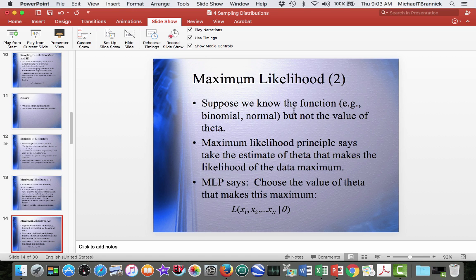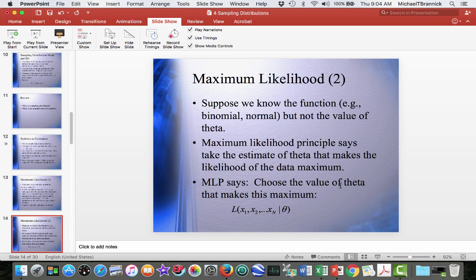The principle of maximum likelihood is about finding the best guess for our parameter, and that parameter is theta. So that's what we're trying to do. The maximum likelihood principle says take the estimate of theta that makes the likelihood of the data maximum. MLP, maximum likelihood principle, says choose the value of theta that makes this maximum. So here we have the equation, a likelihood of x1, x2, x sub n given theta. This is the function of likelihood of data given theta. We want to find theta that makes this thing maximum.